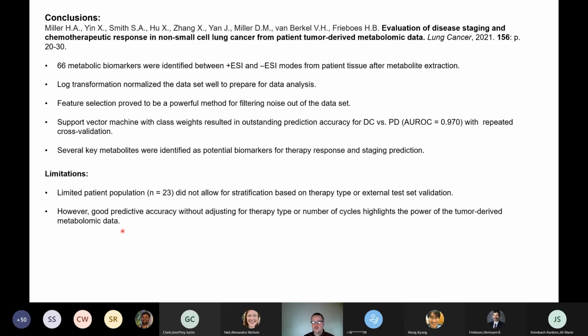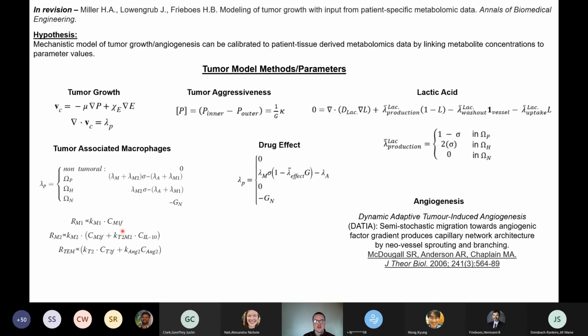Using the metabolomics data set from this paper and the calculated variable importance, we wanted to investigate if our mechanistic tumor model could predict patient outcomes. So one of our current studies, which is in revision, aims to develop a novel mechanistic modeling platform for simulating patient-specific tumors calibrated to metabolomics data.